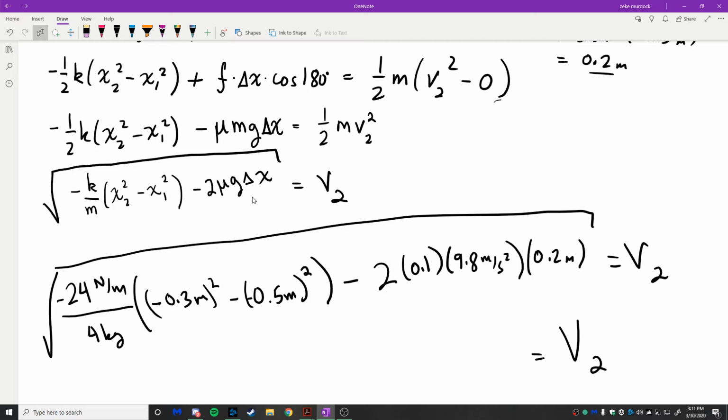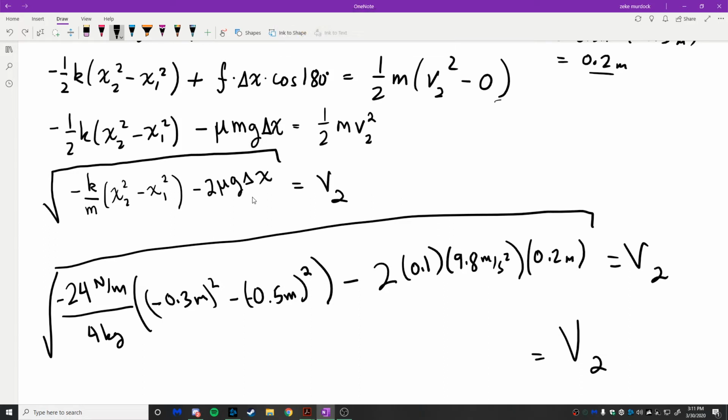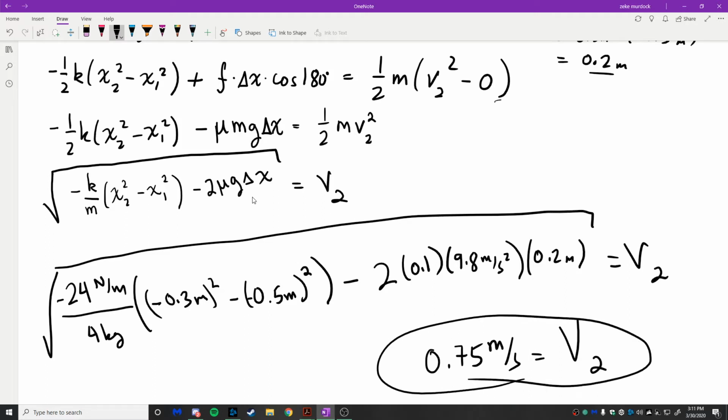Yeah, exactly. Friction opposes motion. So another way you could say it is that friction is basically going to dissipate energy from the system. So this is going to be 0.75 meters per second, which is less, which is good. That's what I got, and we'll go back and look at the last one. Okay, any questions about this one real quick?